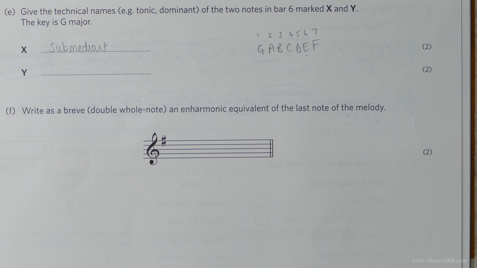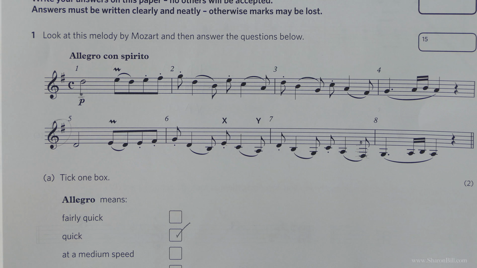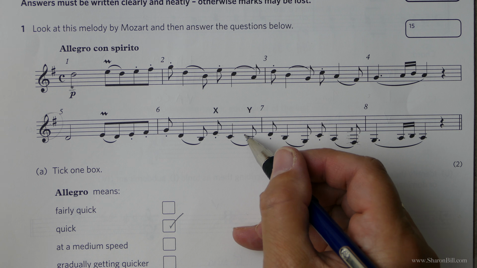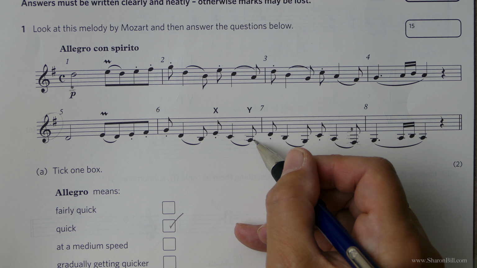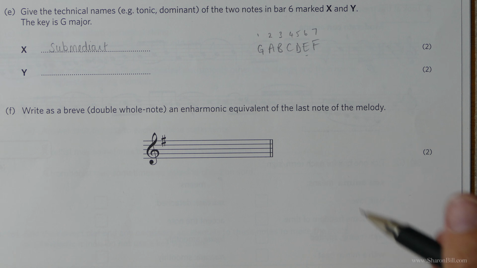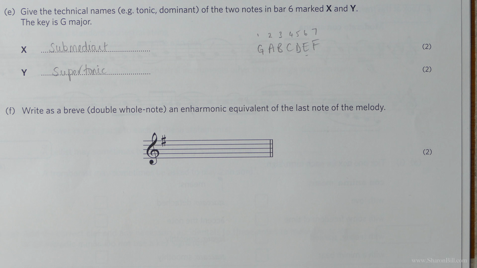And then let's look at the next one. So Y, here that's a C, B, A. A is the 2nd, and that's the supertonic, as in above the tonic. Super meaning above.